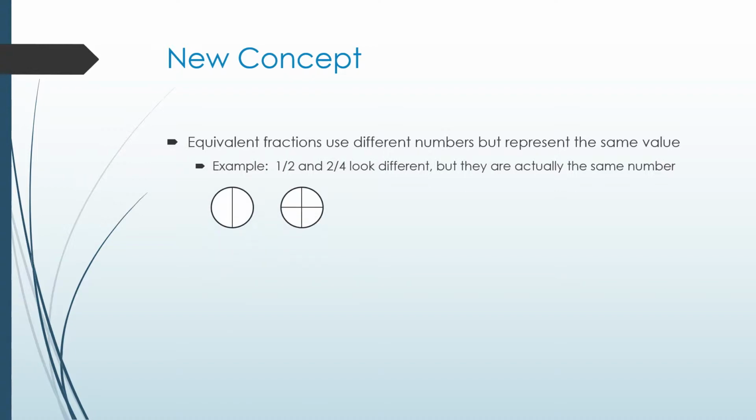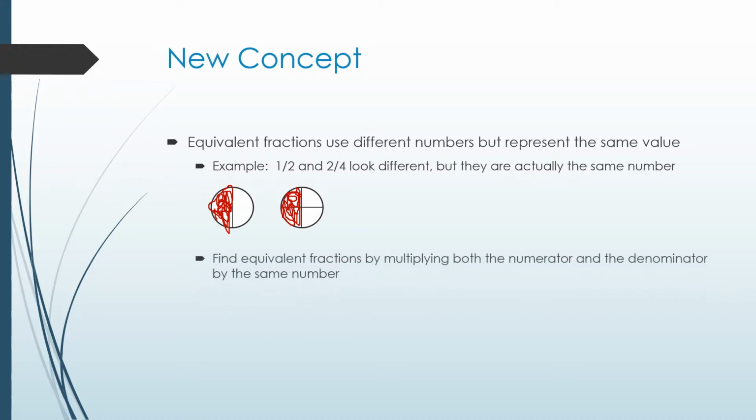So here I have one circle split into halves and one circle split into fourths. If I were to color in 1/2 of this circle, and then 2/4 of the other circle, and I'm not going to totally color it in because it would take too long, you can see that the same amount of both circles is shaded in. So 1/2 and 2/4 are actually the same number. They're equivalent fractions. We find equivalent fractions by multiplying the numerator and denominator by the same number.